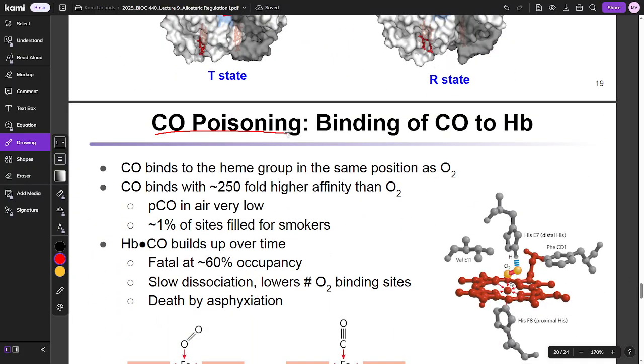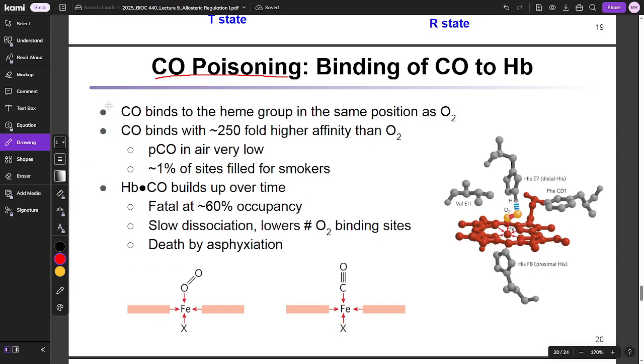Carbon monoxide. So carbon monoxide is interesting. It technically increases affinity, but we'll get to that in a second. Carbon monoxide binds in the same position as O2 very strongly, 250-fold higher. My God, that's a lot. So the PCO in the air is very low, it's not a lot. But for smokers, about 1% of their hemoglobin sites are filled up with carbon monoxide. Eventually, carbon monoxide does build up over time, and it is fatal at 60% occupancy.